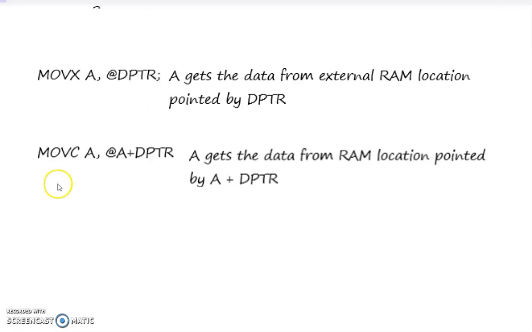The next instruction is MOVC A, @A+DPTR. In that, A gets the data from the location pointed to by A plus DPTR. The register A has some initial value and the DPTR has an address. So the A value, which acts as an offset, will be added to the content of DPTR, and we get the resultant memory location. From that memory location, the data is transferred to the A register.